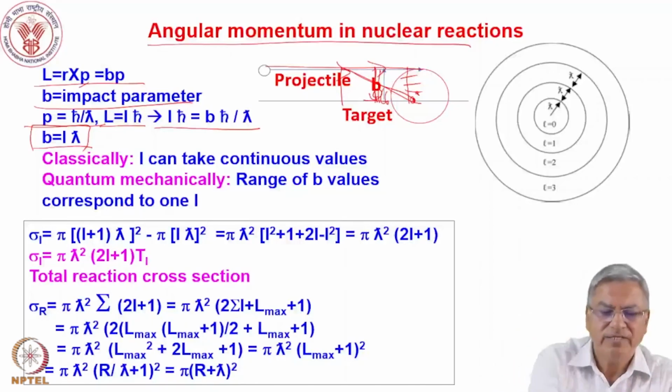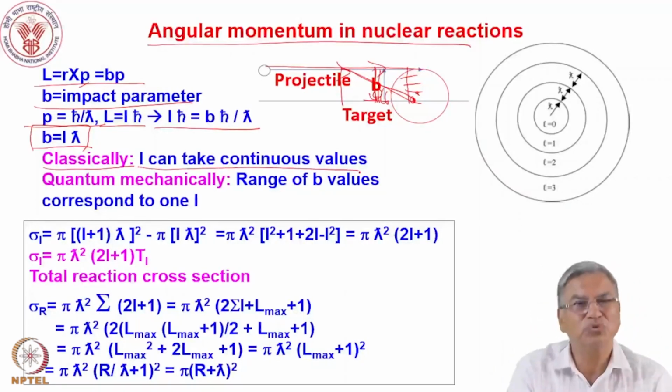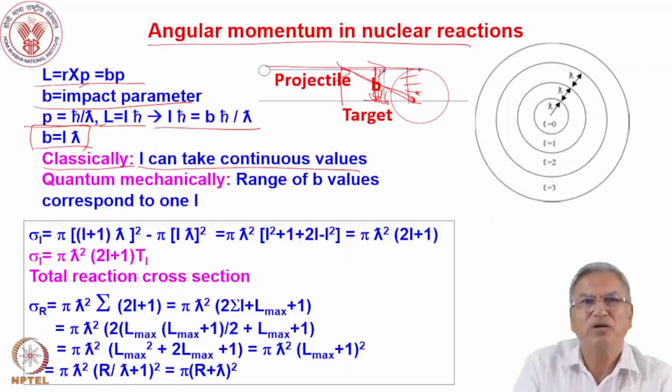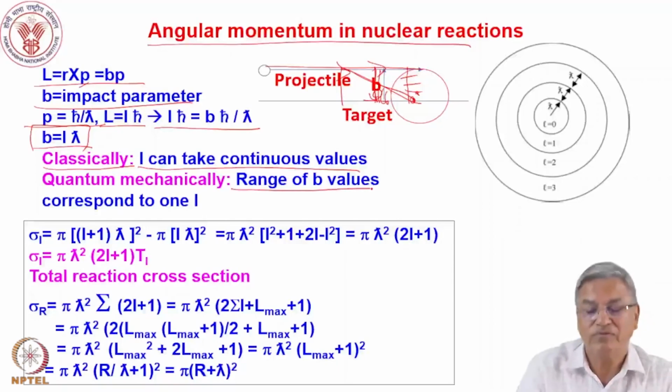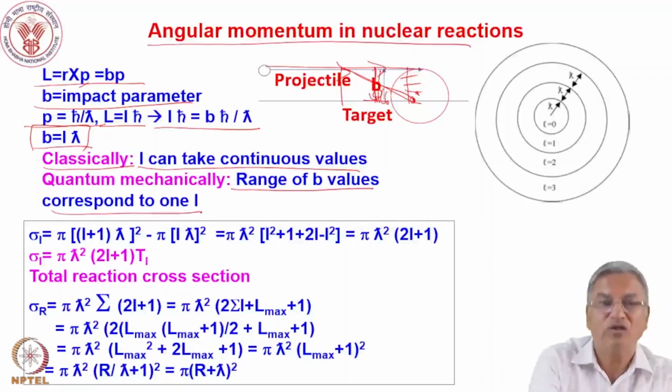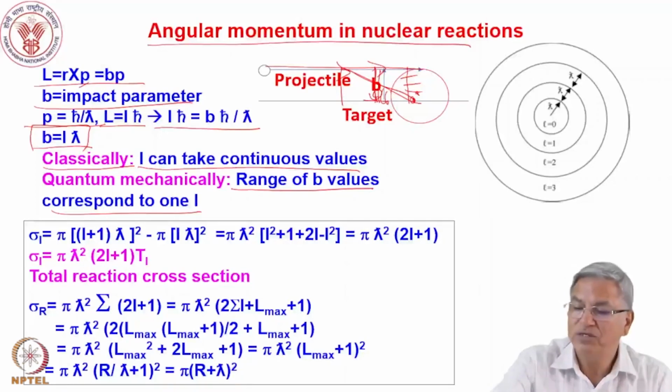So classically, b can take any value, and so the angular momentum can take continuous values. But angular momentum is quantized in quantum systems, and so quantum mechanically certain values of b will correspond to one value of L. So L can vary as 0, 1, 2 and so on, in units of h cross. So you try to have a correlation between the continuously varying impact parameter and the discrete values of L, which I have tried to explain using this.